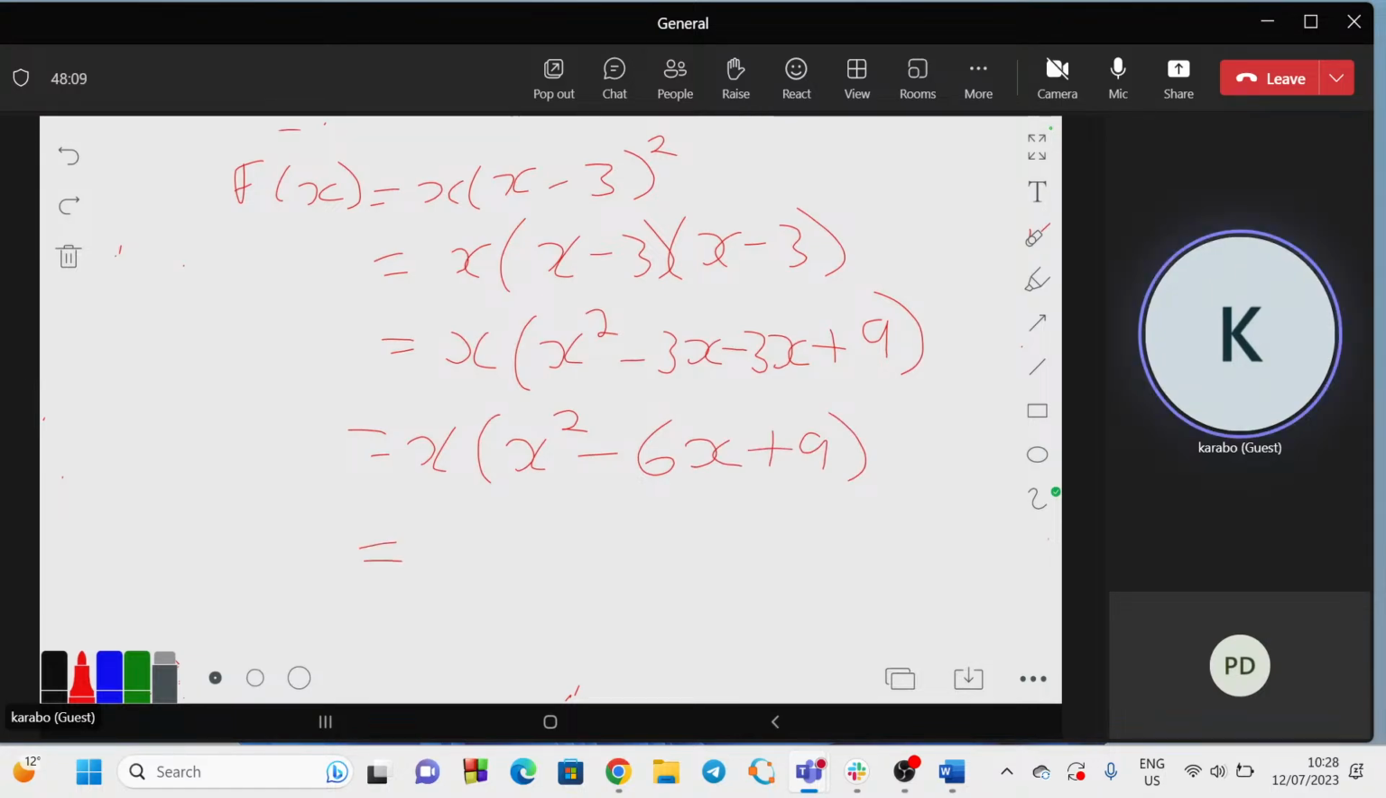Then now I differentiate. Now you multiply, there is x there. X must multiply everything first. Oh, okay.